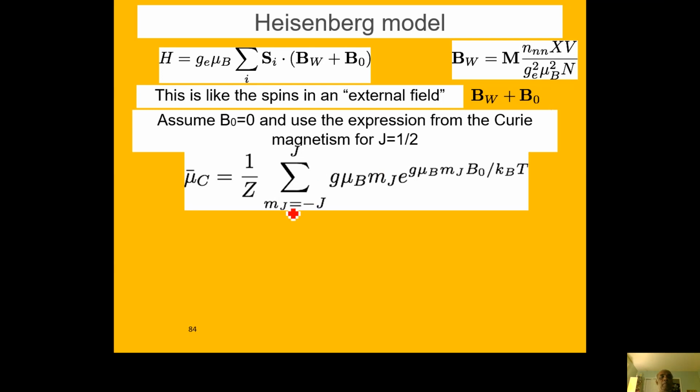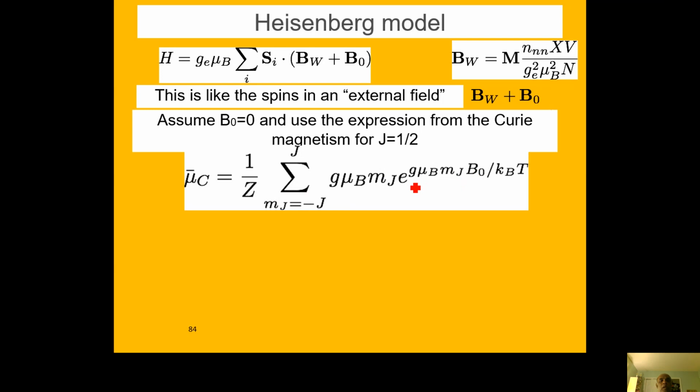But here in this case, you have to evaluate mj from minus j to j. But we assume in this case j to be half, like in the case of iron. So that means mj goes from only minus half to plus half for an easy example. So you have only two terms here, right? You just substitute mj as minus half and plus half.